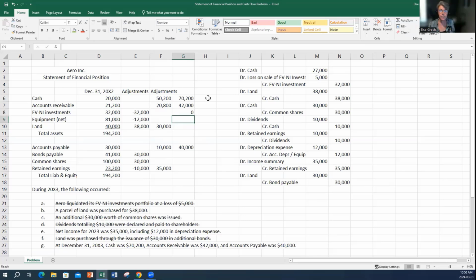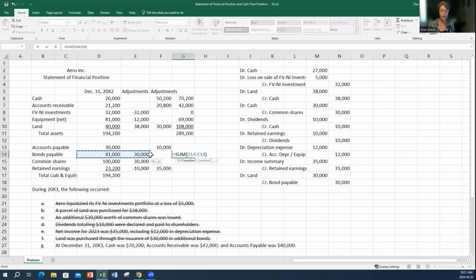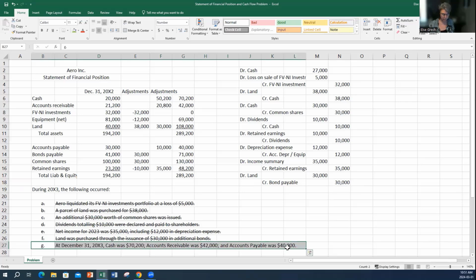I can do the rest by simply adding across. And then I want total assets. So I'm going to add up all the assets. Total assets is $289,200. Now, if I've done this correctly, when I add up all the liabilities and the equity, it should equal the exact same amount. And it does. So that's perfect. So we finished everything. All the items we were going to deal with, we dealt with.